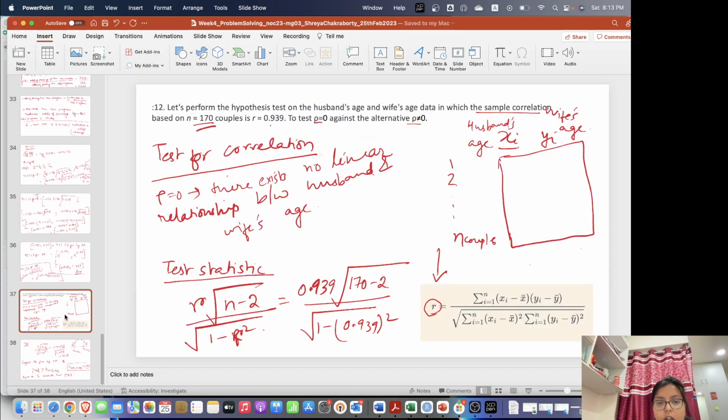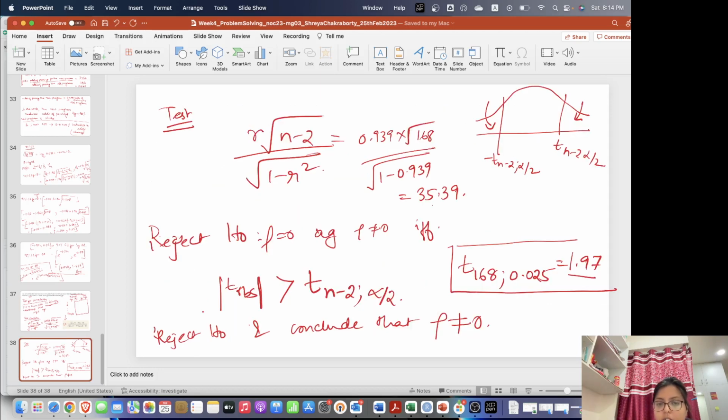So even if we are not given the r value directly, we can calculate the r value using this formula, use this test statistic, and then get the result of the test.